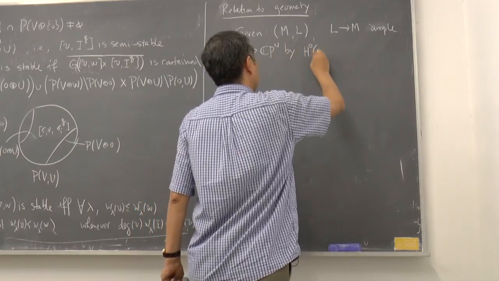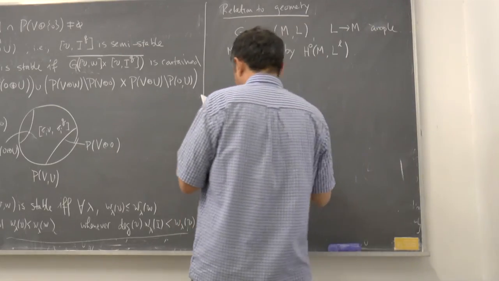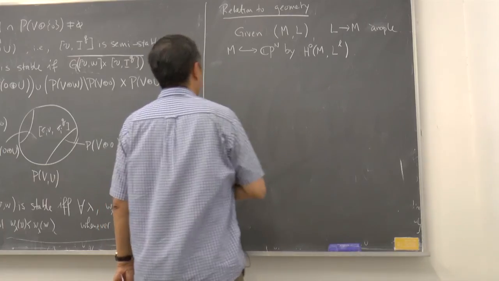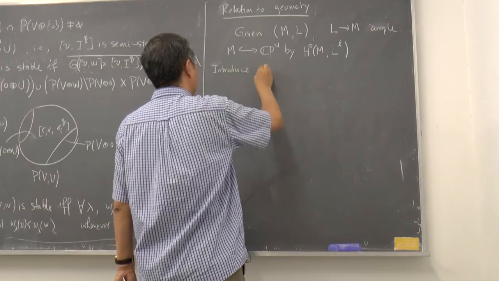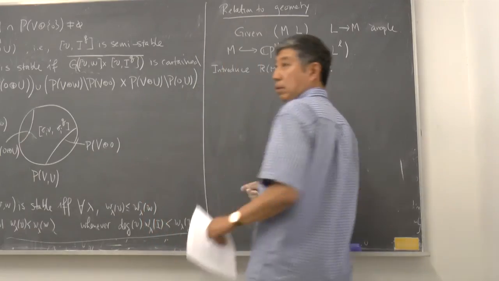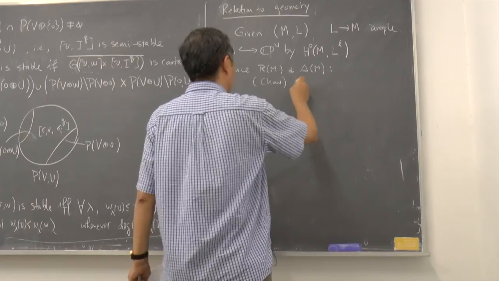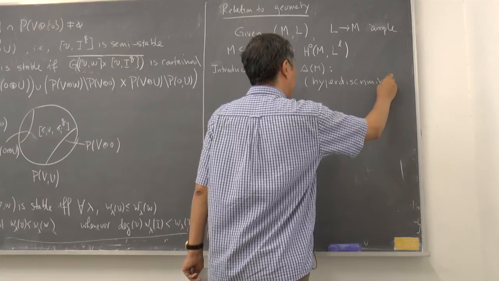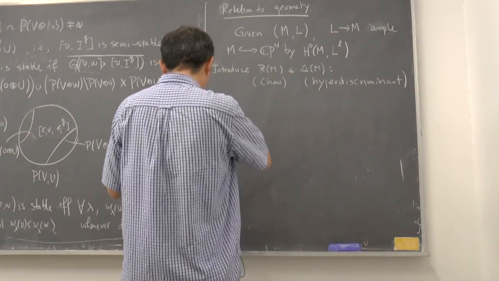by H0 of L, by a basis of sections. That's a fixed one of these embeddings. Okay. Then we can introduce two coordinates for this. One is R_M and the other is the hyperdiscriminant Delta_M. So first, let's define a Chow coordinate. This is a Chow coordinate, and this is a hyperdiscriminant. Okay, so this is as follows.